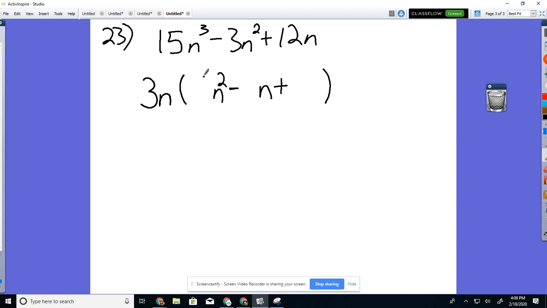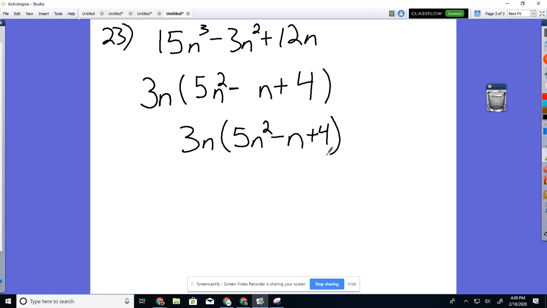15 divided by 3 is 5. 3 divided by 3 is 1. Just leave that there. 12 divided by 3 is 4. Now my spacing is a little weird, so I'm just going to clean this up a little bit. 3n times 5n squared minus n plus 4. That is our factored polynomial. I double check, make sure I do not have any common factors of my terms here.